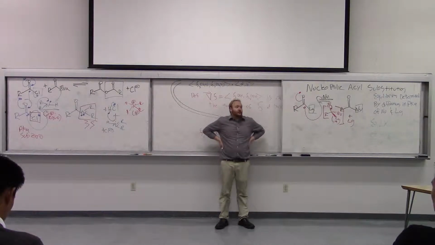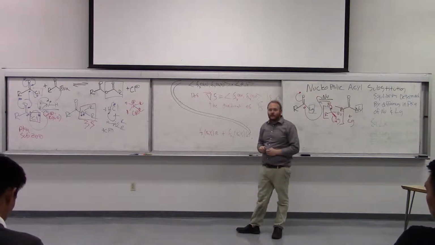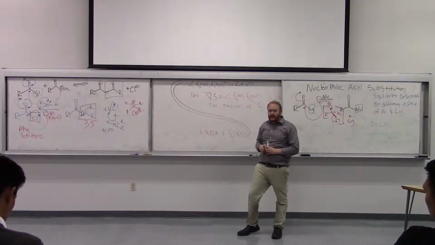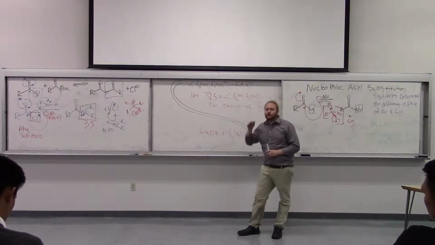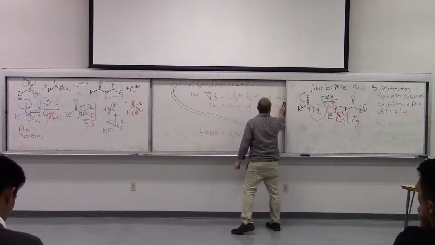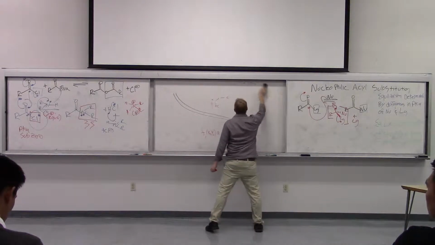And I hear more murmuring. So the higher pKa always attaches. Higher pKa, meaning it's a stronger base, the equilibrium is going to favor the stronger base forming the bond. So let me show you some examples.